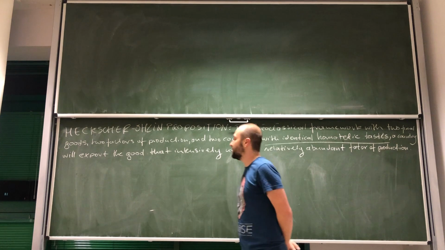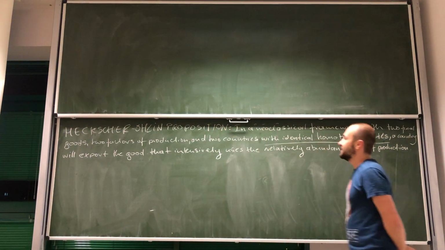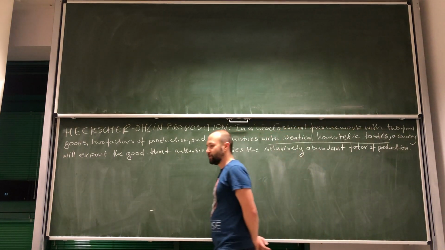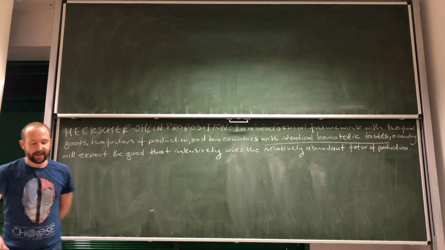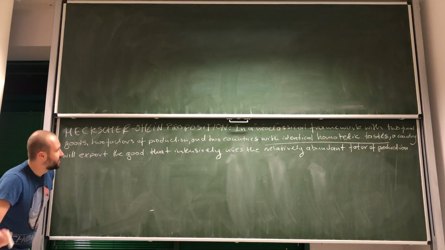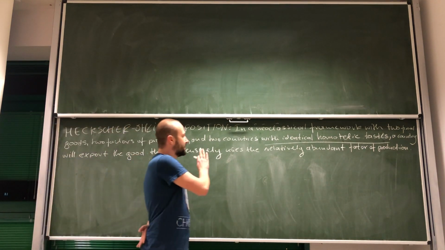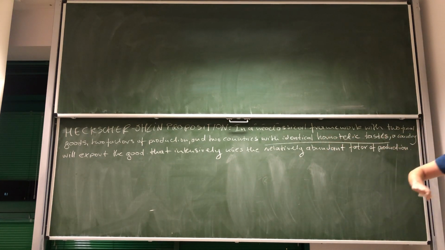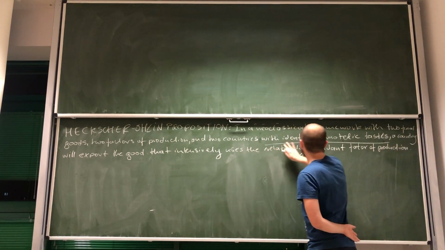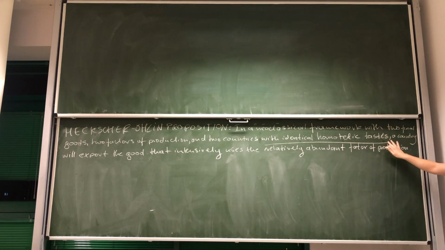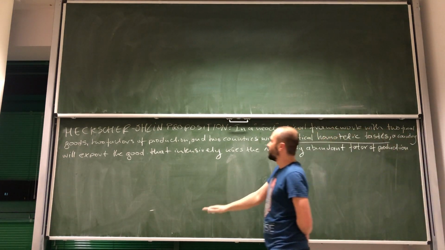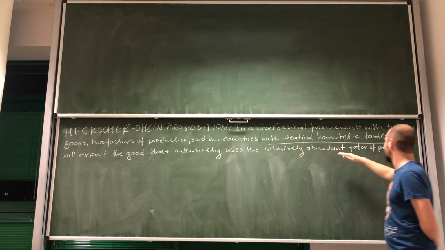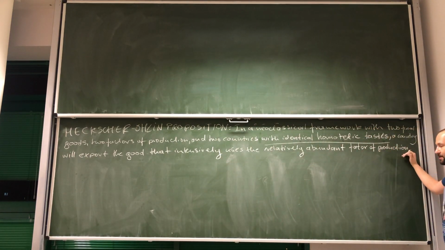We are finally ready to deal with the last proposition coming from the neoclassical model of trade, and this is the Heckscher-Ohlin proposition. Okay, and it goes like this. In a neoclassical framework with two final goods, two factors of production, and two countries with identical homothetic tastes, a country will export the good that intensively uses the relatively abundant factor of production.